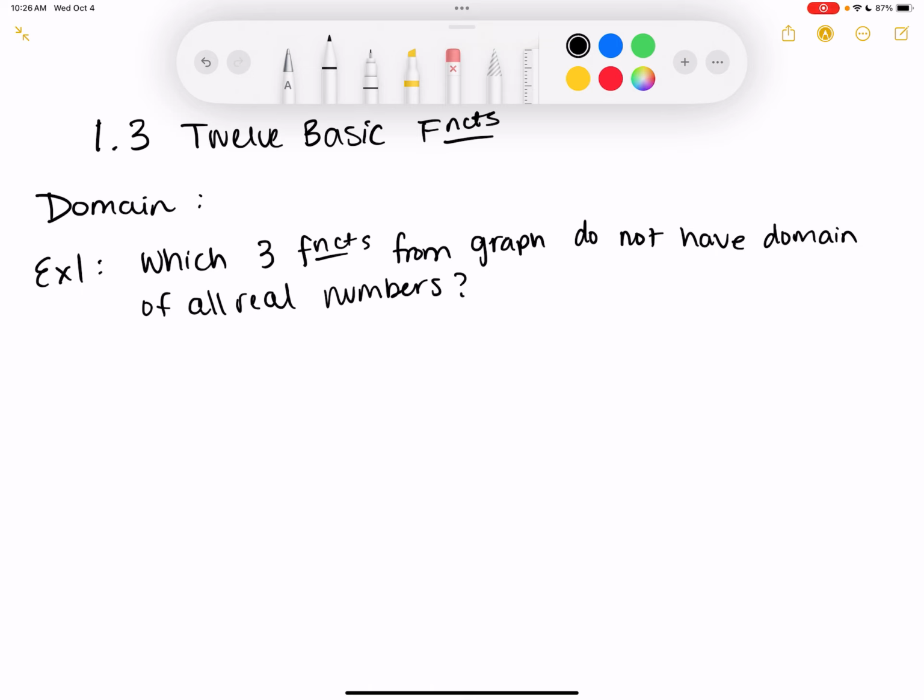When you go back and look at the graphs, it might be beneficial to go to the copy machine and make a copy of the 12 graphs so you can refer back to it if you don't do your homework on a separate piece of paper. A domain of all real numbers means it's going through all the x values from negative infinity to positive infinity. This one says do not have a domain of all real numbers, so we're looking for 3 graphs that don't go from negative infinity to infinity. Any ideas by looking at the pictures?